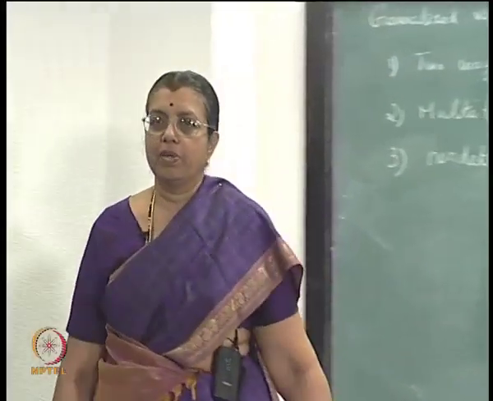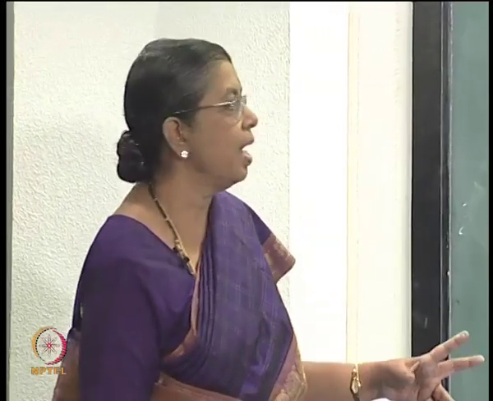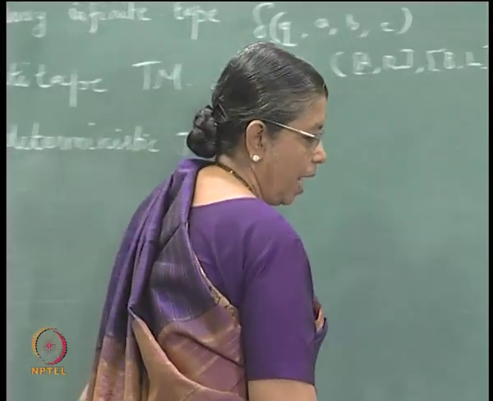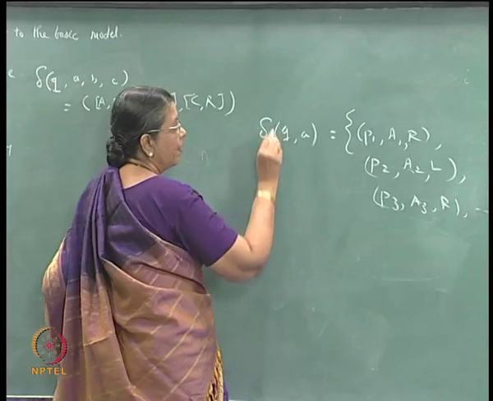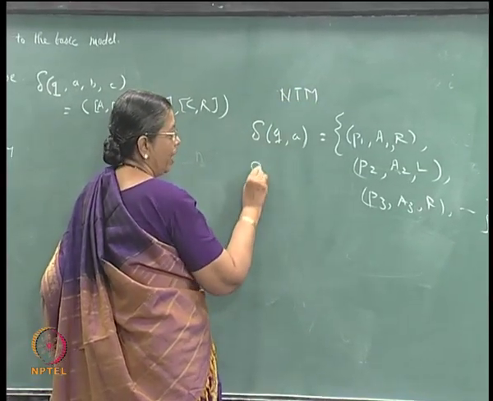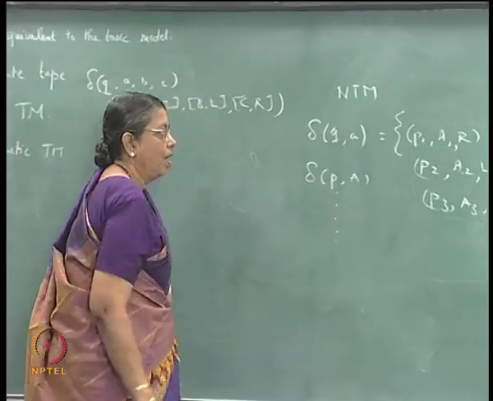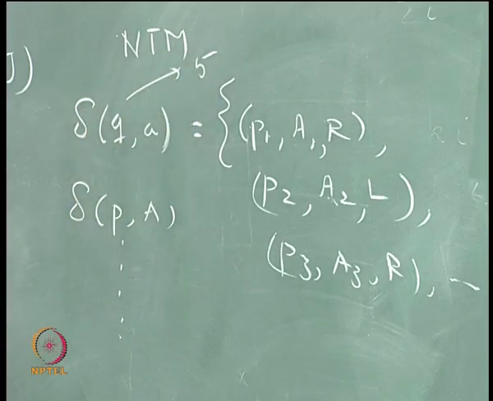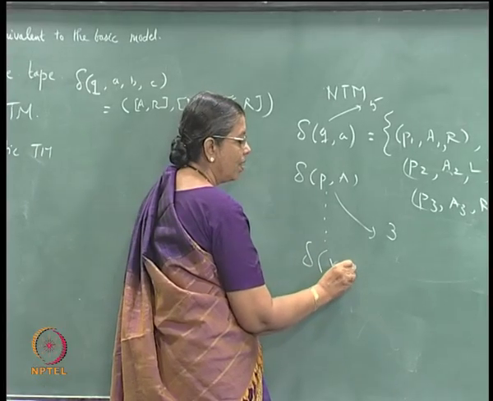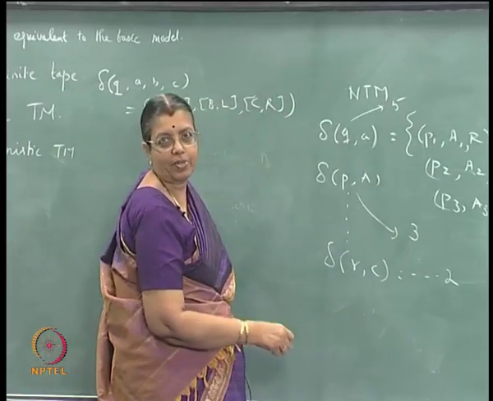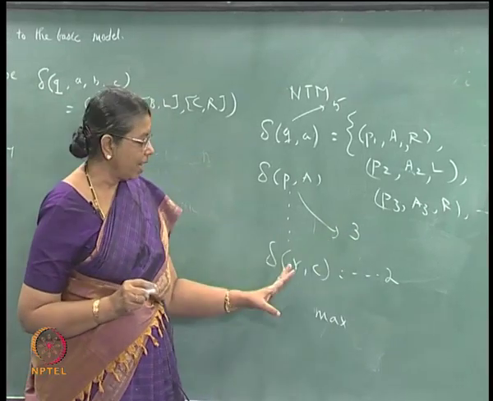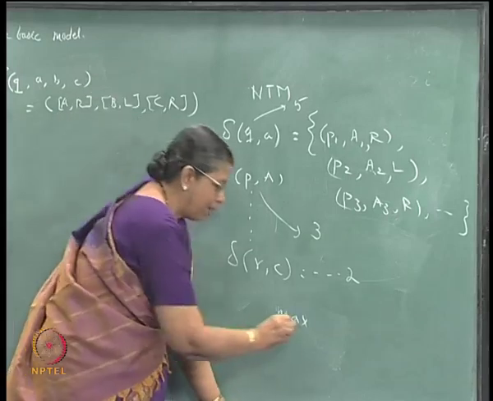So, how do you simulate a non-deterministic Turing machine with a deterministic Turing machine? Now, the idea is like this: there will be mappings for the non-deterministic Turing machine given like delta of (q, a), delta of (p, a), there will be some moves defined for the non-deterministic Turing machine. For this there may be 5 possible choices, for this there may be 3 choices, for something like that there may be 2 choices only and so on. Take the maximum value, the maximum of these choices, say r.